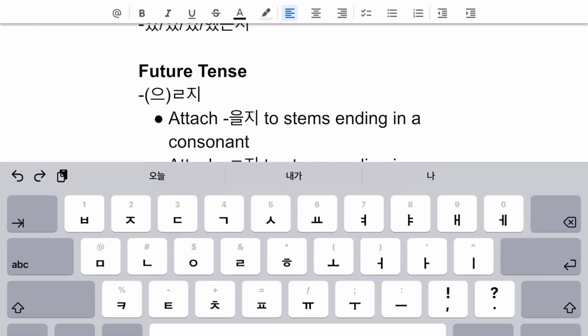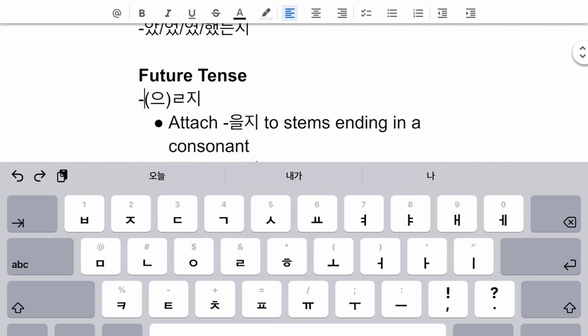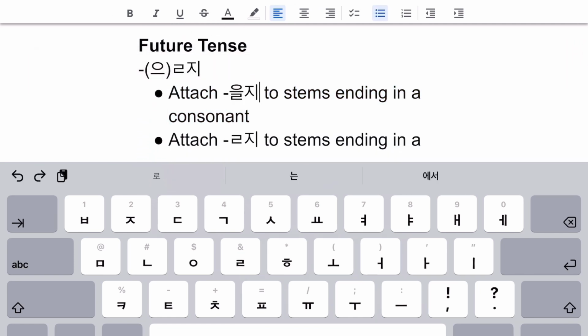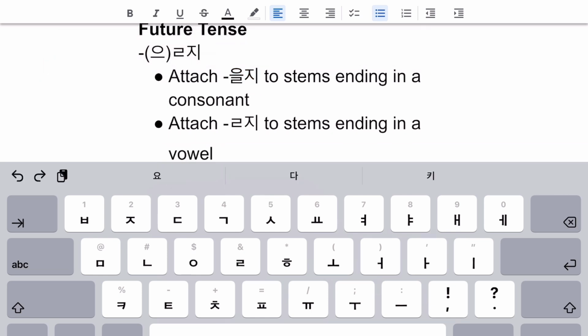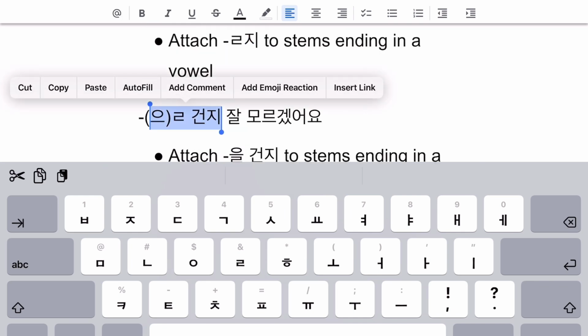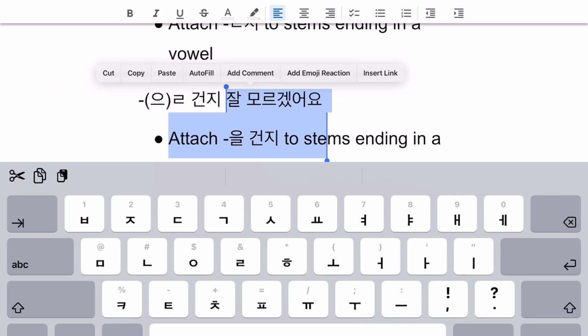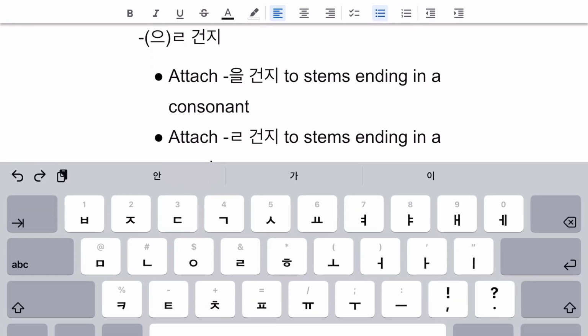The first one is just the same as the adjective one, but with the L. So if it ends with the 받침 or the final consonant, we're going to do 을지. And if it ends with a vowel, we're going to do just one L plus G, ㄹ지. Or we can say 을 건지. If it ends with the 받침, we're going to do 을 건지. And if it doesn't end with 받침, we're going to do the one L, ㄹ 건지.